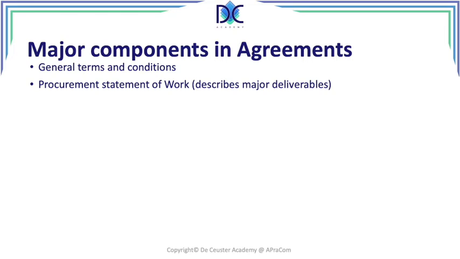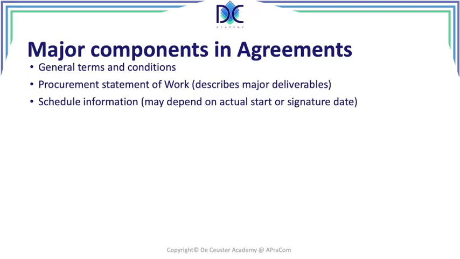Of course, we find the procurement statement of work. Here we have the major deliverables. We have to describe what we want to buy, what the supplier has to supply. We may have some schedule information. We can look at the schedule information which can be agreed based on the actual start of the agreement or a certain specific time. It's very important when you have legal consequences when you provide certain items too late.